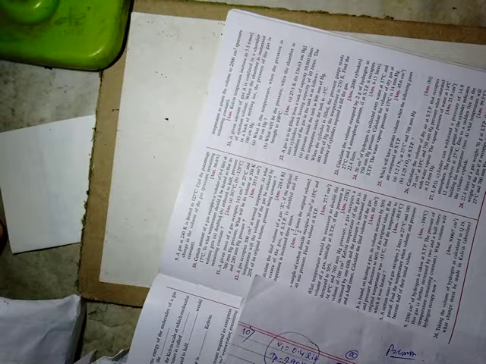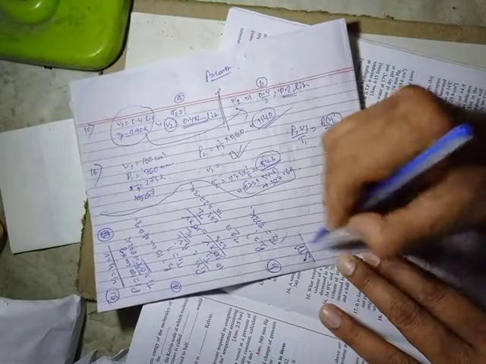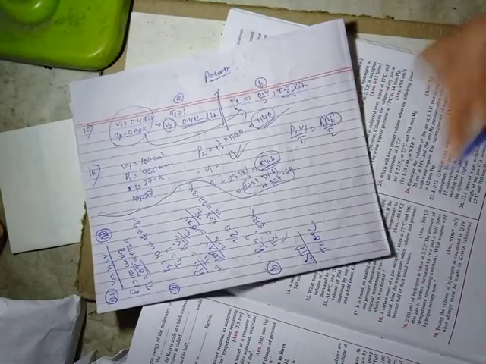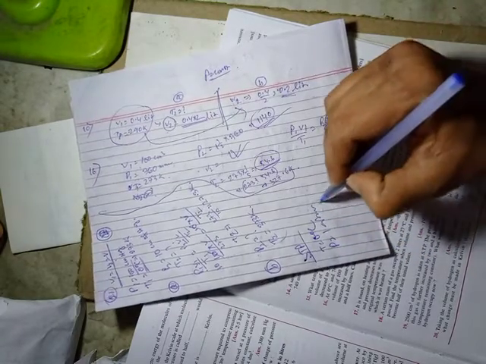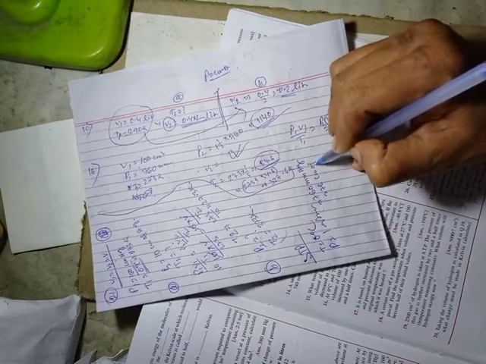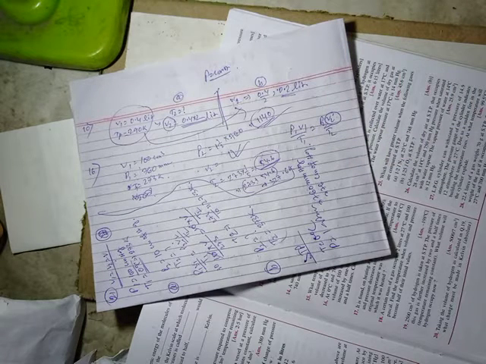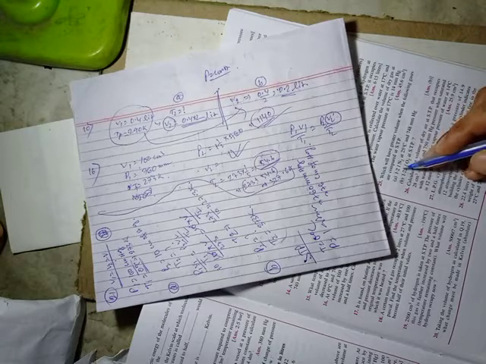Read the question. 1.2 liter nitrogen at 25 degree centigrade and 748 millimeter of Hg. Compare at STP. Students, STP means you know temperature will be 0 degree centigrade and pressure will be 1 atmosphere, which means 760 mm of Hg or 76 centimeter of Hg. That is the STP. You just remember temperature and pressure.